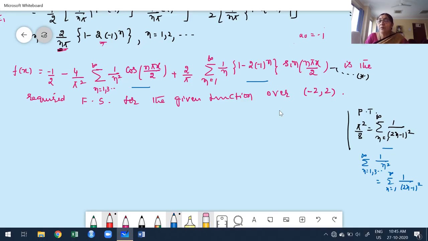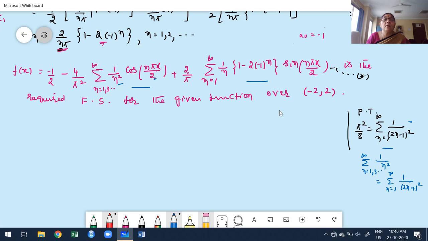What happened? 2 minus 1 is 1 square, the first term. Put n is equal to 2: 4 minus 1, 3 square. Instead of taking odd values 1 to 3, this can also be written as 2n minus 1 whole square for n ranging from 1 to infinity. Okay, that's fine. But we don't have any cos.